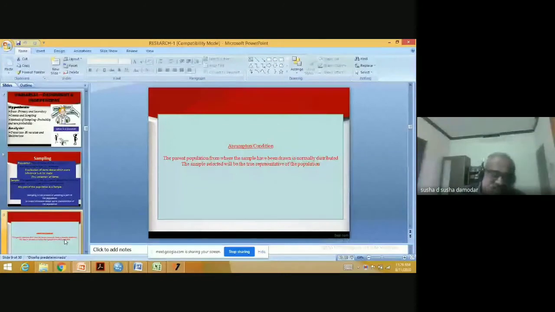Suppose we want to collect information from women gynecologists for measuring their work-life balance. The topic is work-life balance of women gynecologists. Our targeted population is the total number of women gynecologists working in our state. This is our population. Say, for example, more than 1,500 women gynecologists are working in our state. We need a sample size of 300 only.